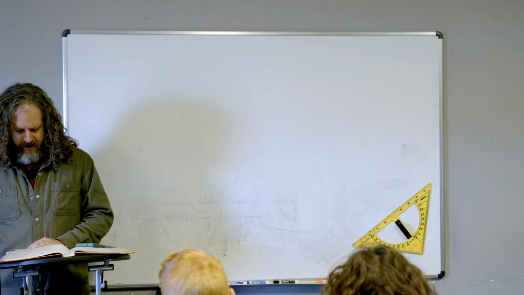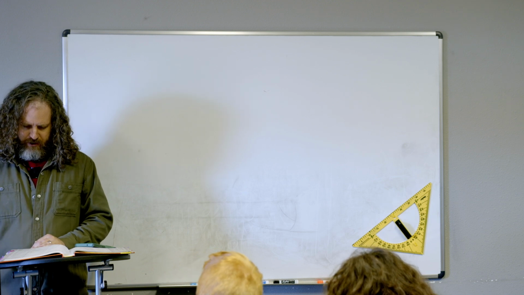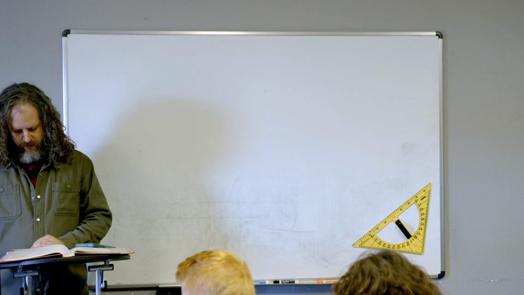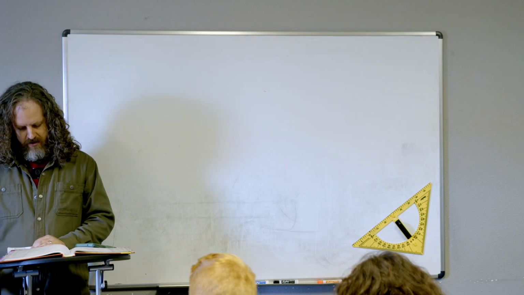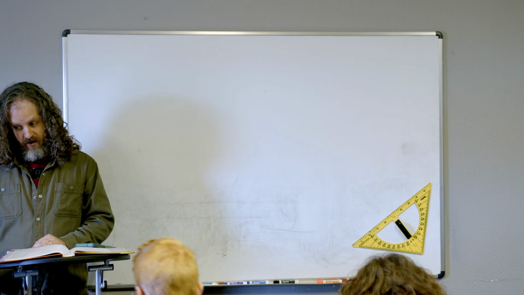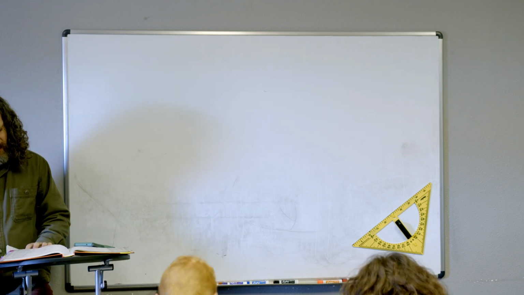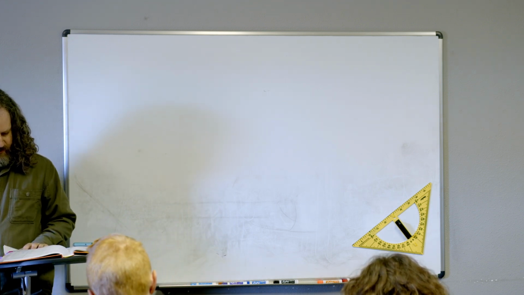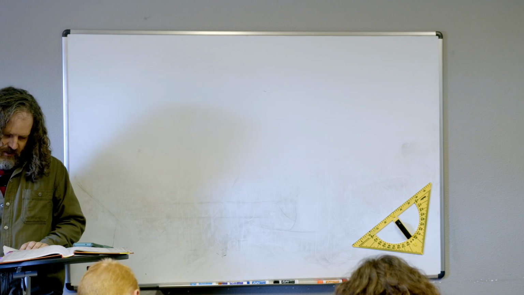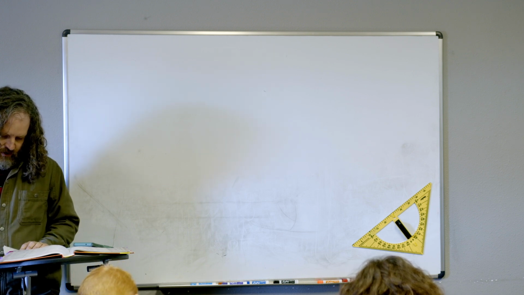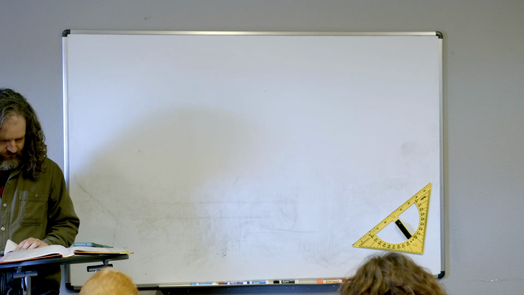50 is undefined. 52 is 2. 54 is negative 2 times the square root of 3 over 3. 56 is square root of 2 over 2. 58 is negative square root of 3 over 2.